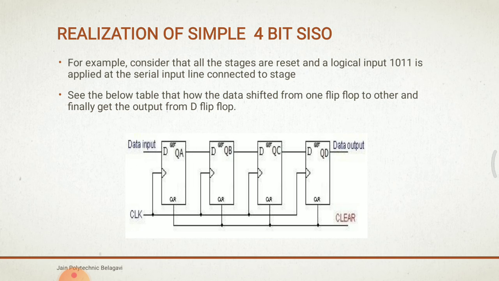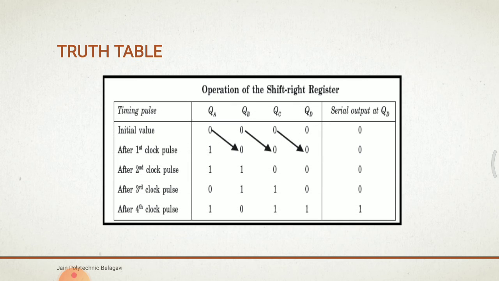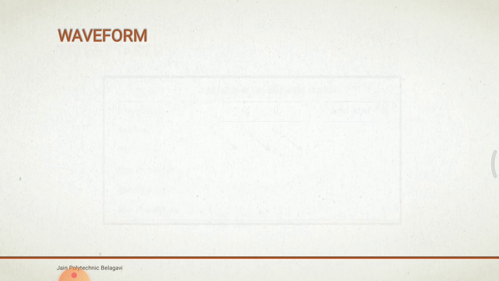You can see the truth table here, showing how data is shifted. The initial value is 0. After the first clock pulse you provide 1. Next, the previous QA value is shifted into QB, and QA takes the new input. Again, the 1 in QA is shifted to QB. Similarly, the data shifts QA, QB, QC, like that to the right side, from left to right. That is the working of the 4-bit SISO, serial input serial output.